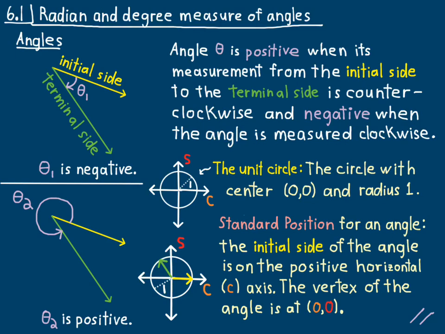Okay, so standard position, terminal side, initial side, unit circle, right? And how do we measure the angles? When are they positive and when are they negative?